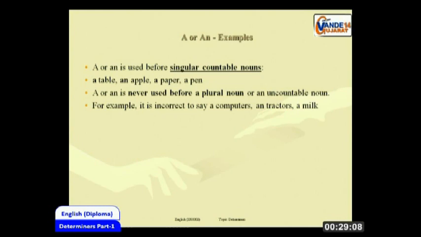An apple. Apple is a singular noun, and that's why we have chosen article AN before it. Out of A or AN, we have chosen article AN, because in the word apple, the initial sound is A, and A sound is a vowel sound, and that's why article AN. Next, a paper.